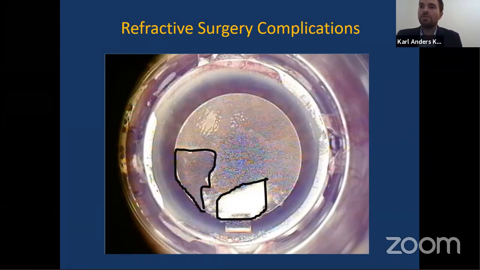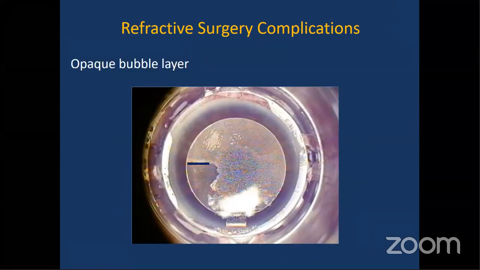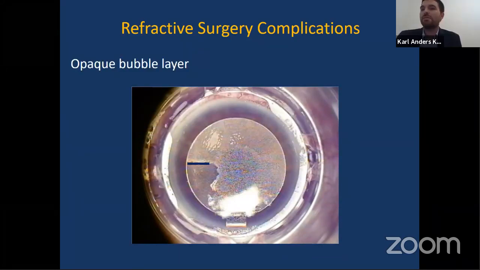And so we decided to slowly dissect the flap, and we were very careful in those two areas, and everything was going quite well until we reached this point. So in this area, we found a lot of resistance, and slowly tried to dissect the flap, as we've done in other cases of opaque bubble layer, where we know that the situation is risky.